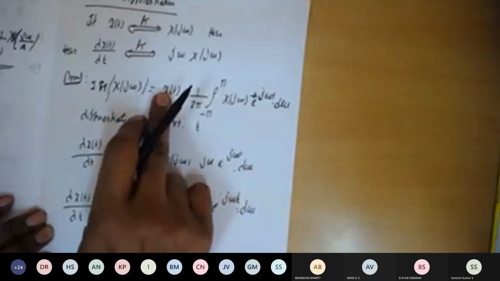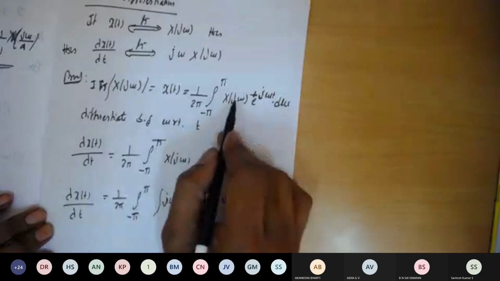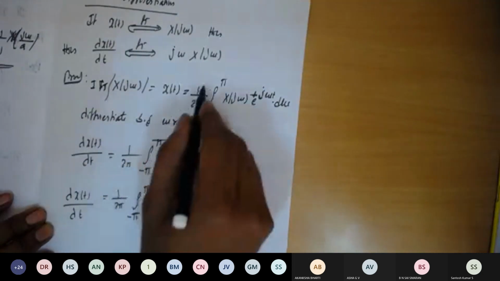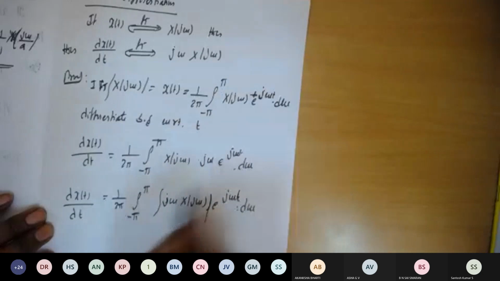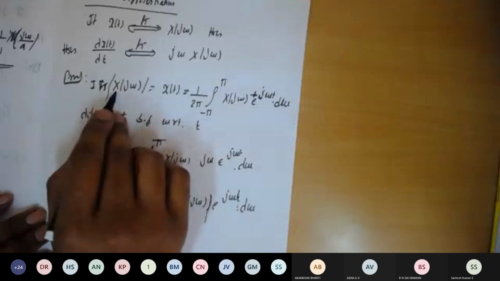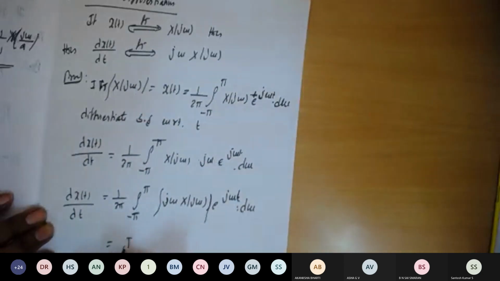Similarly, compare this one with this one. In place of x of j omega, we have j omega into x of j omega. Here also the 1/2 pi integral is the same, and this quantity is also the same. So in terms of this, I can write it as the inverse Fourier transform of j omega into x of j omega.